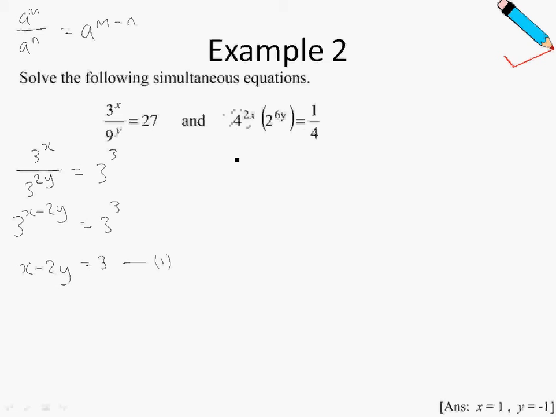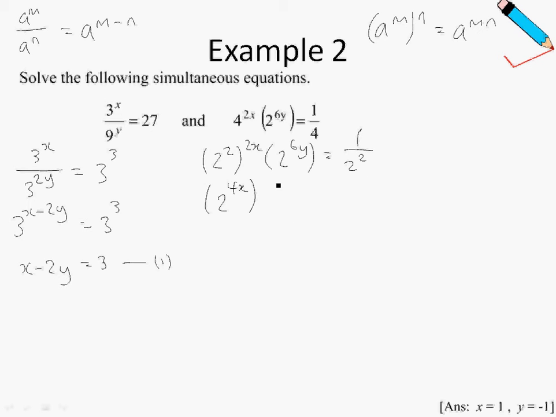So 4 is 2 squared, 2 to the power of 2x, 2 to the power of 6y, and 1/4 is 1 over 2 squared. Let me simplify this further. So 2 times 2x will give me 4x. In case you've forgotten, the rule that I'm using is that a to the power m, to the power of n, is just a to the power mn. So 2 to the power 6y.